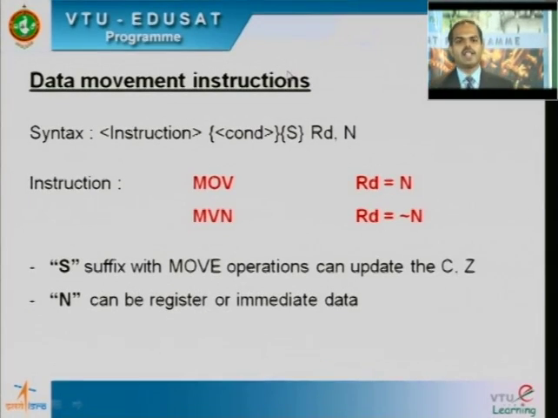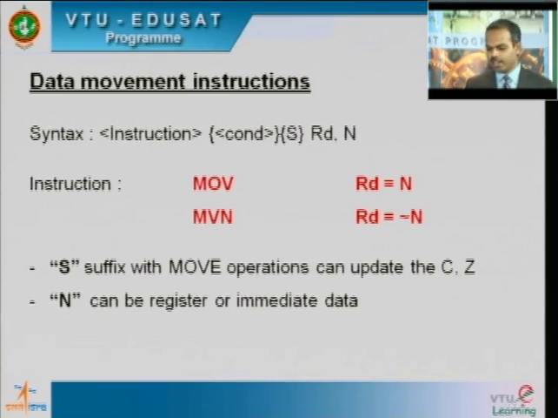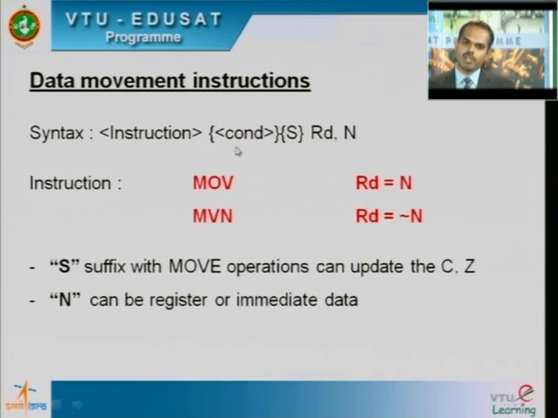First example, data movement instruction. Let's understand the syntax for a data movement instruction. Instruction with a condition. Now we are very clear what this condition means.